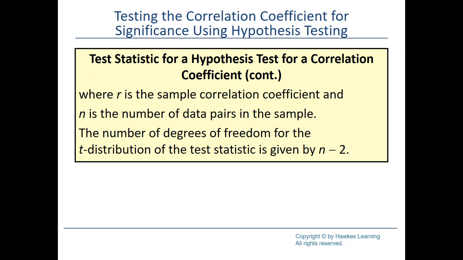N is the number of data pairs in that sample. And the number of degrees of freedom for a t-distribution for a test statistic is now given by n minus 2. And again, this is for a correlation coefficient. If it's just a regular one, we just use n minus 1 as our degrees of freedom. But because this is a correlation coefficient, it's n minus 2.